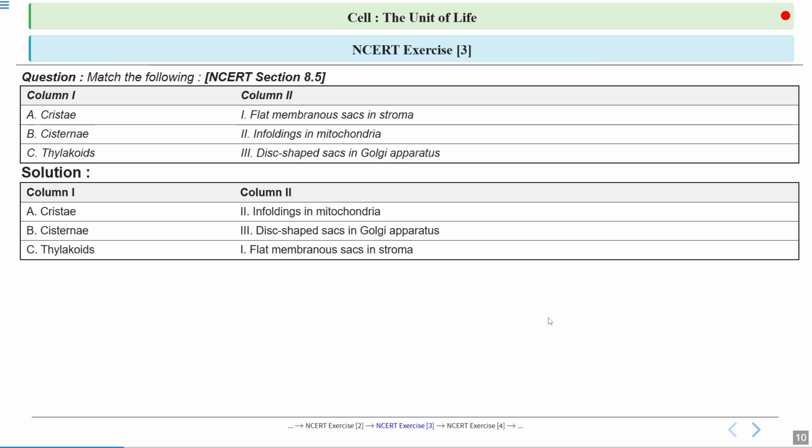You can see cristae are the infoldings in the mitochondria. So C will be 2. Cisternae are disc-shaped sacs in the Golgi apparatus. And thylakoids are the flat membranous sacs in the stroma. In thylakoids, light reaction occurs. And the stack of thylakoids is known as the grana. So this will be the correct answer.